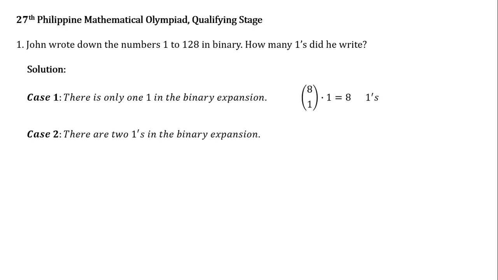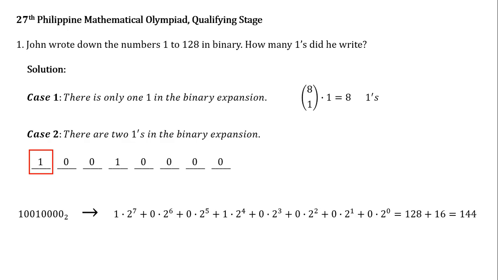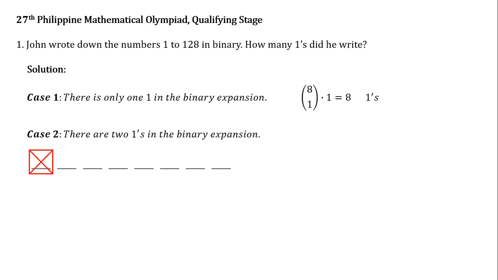Now for case 2, what if there are two ones in the binary expansion? Again, let's start with 8 blanks. But here we have to be careful because we cannot put a 1 in the leftmost blank, or else we will have a binary number with a base 10 equivalent which is greater than 128. For example, to illustrate, let's place 1 here and then another 1 in the fourth blank and then fill in the remaining blanks with zeros. So this binary number will have a base 10 equivalent of 144. You can easily check that. But since the maximum number given in the problem is 128, we cannot really place a 1 in the leftmost blank. So let's ignore the first blank and just focus on the remaining 7 blanks.